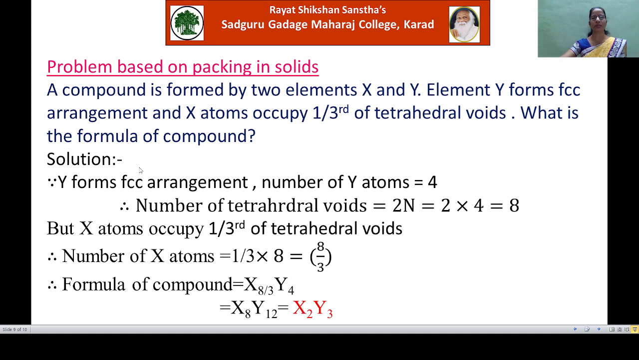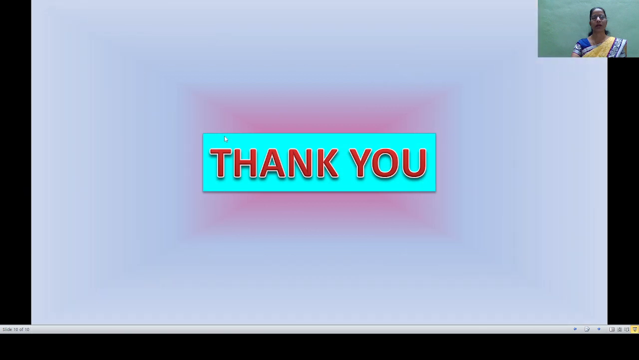In this manner, such type of numericals are asked in 1 mark type questions or in 2 mark type questions. So practice them. I hope you understood all this part in this lecture.